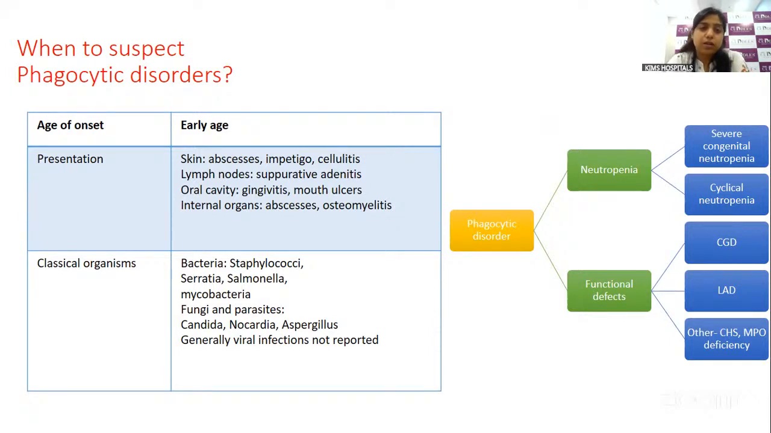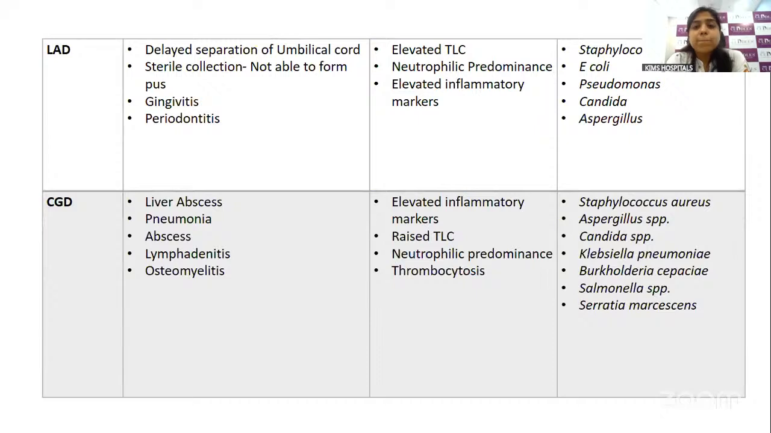So the phagocytic disorders can be classified as one with a reduced number of neutrophils or functional defects. The functional defects are CGD, leukocyte adhesion defect, or others like Chediak-Higashi or MPO, myeloperoxidase deficiency. In case of numbers, if the total neutrophils are low, it can be a severe congenital neutropenia or a cyclical neutropenia. So I'm just giving a brief about leukocyte adhesion defect and CGD.